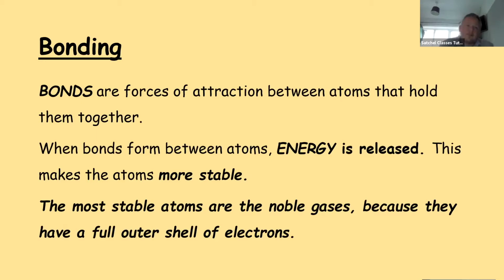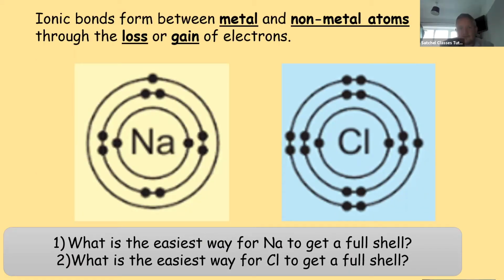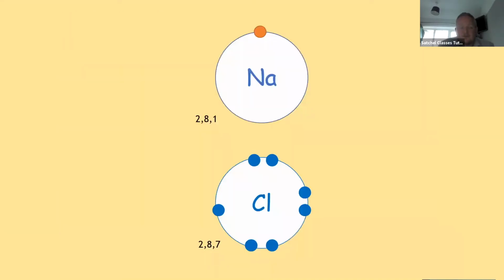Ionic bonds can form between metal and non-metal atoms through the loss or gain of electrons, as we demonstrated before. Here's our slide, the easiest way to get sodium to get a full shell, and chlorine to get a full shell. So sodium 2,8,1, chlorine 2,8,7. The metal atoms always lose electrons. Anything from group 1 and group 2 will lose their outer shell electrons. They are metal atoms. In doing so, they form positive ions called cations.